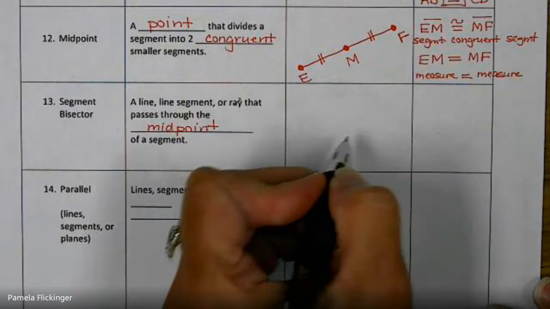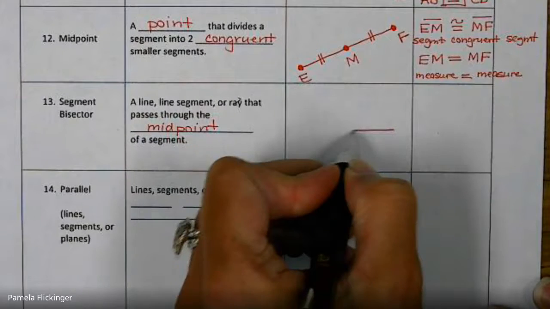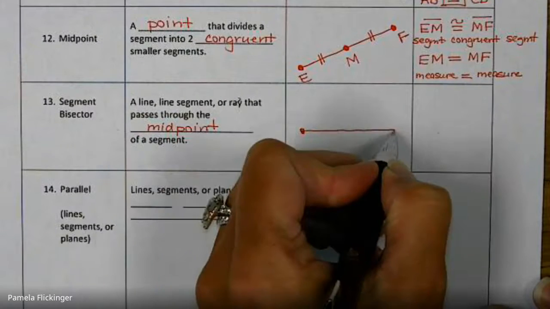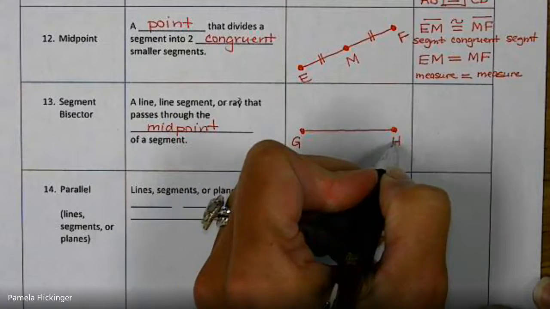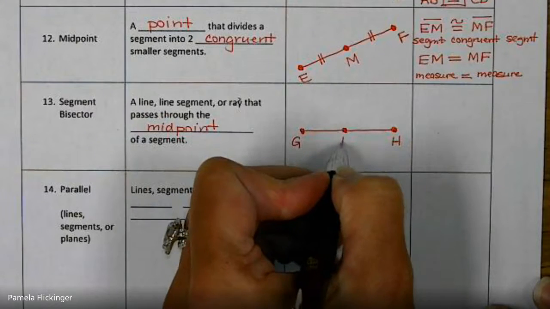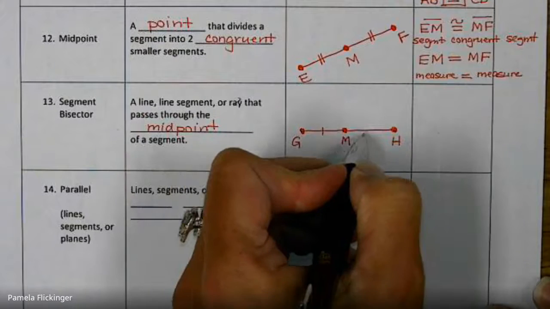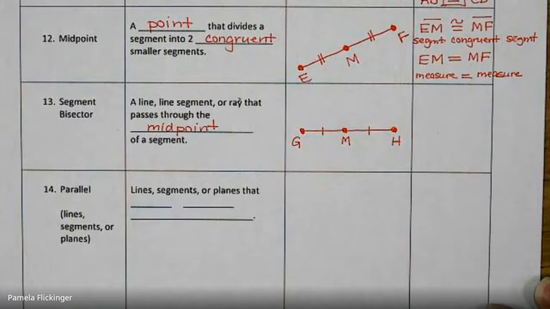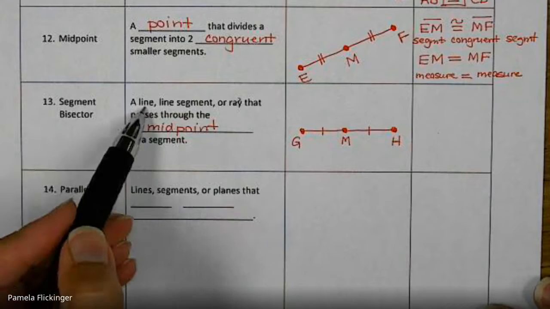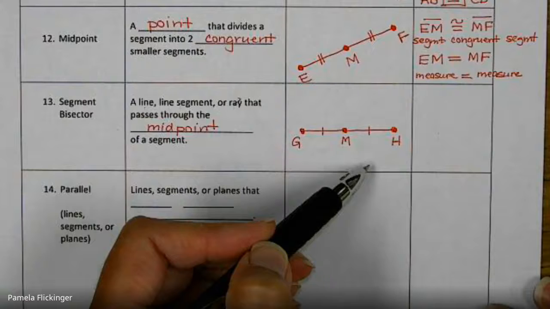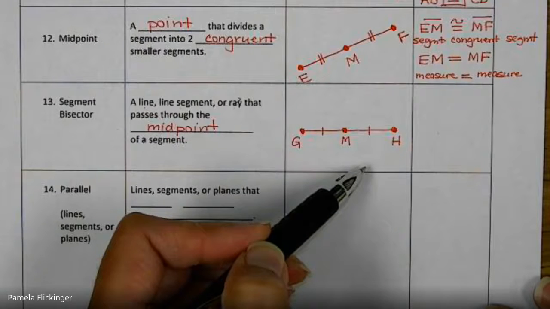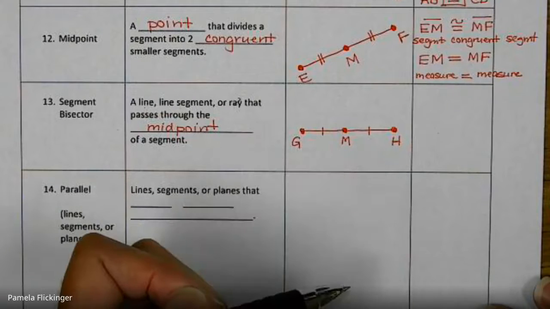Okay, so now we're not going to draw every situation, but let's just draw a segment. Call it GH. Let's eyeball where the middle is. We'll again call that M. I'm just going to use single tick marks this time. Any line, segment, or ray that passes through this midpoint is considered a segment bisector because that's what it's doing. It's bisecting, splitting this into two equal parts.